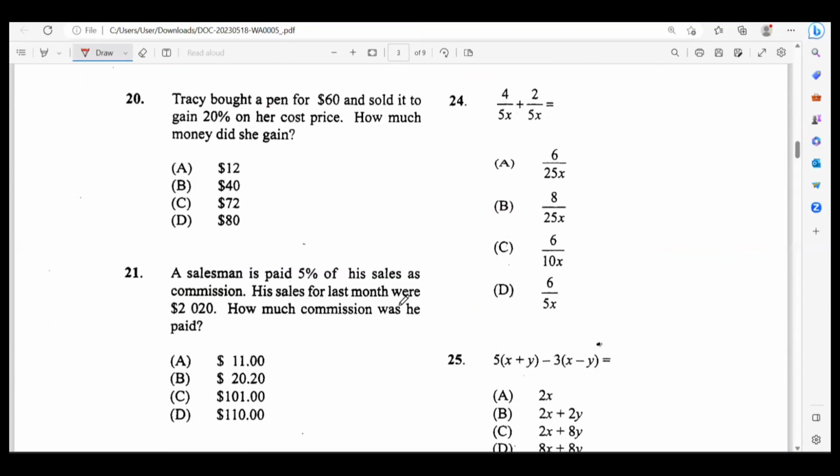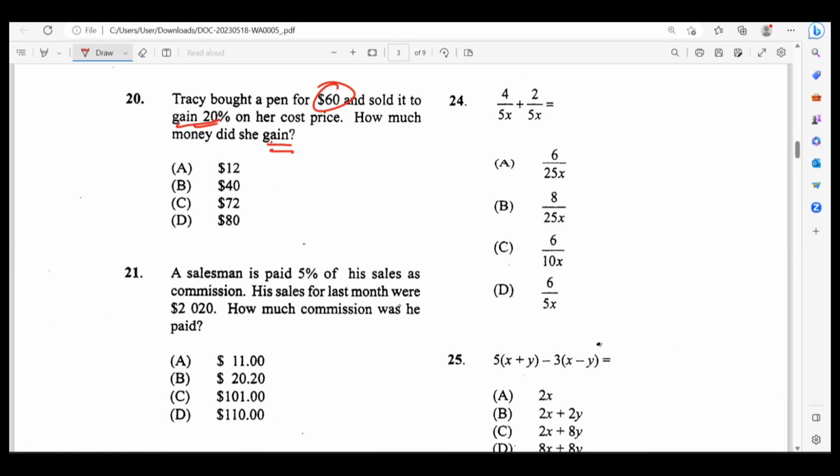Let's go again. Number 20. Number 20 says, Tracy bought a pen for $60 and sold it to gain 20%, right? Sold it to gain 20%. Now, how much money did she gain? Watch this, gain. She's going to gain 20%. What is 20% of 60? You see this question the second time.